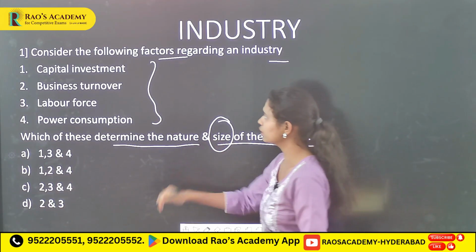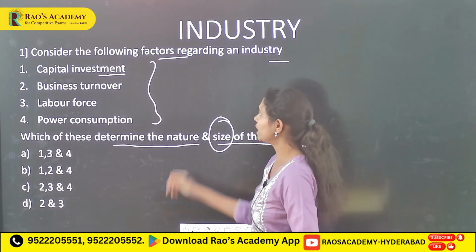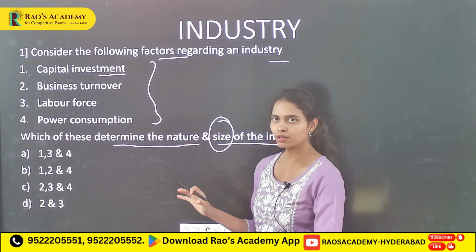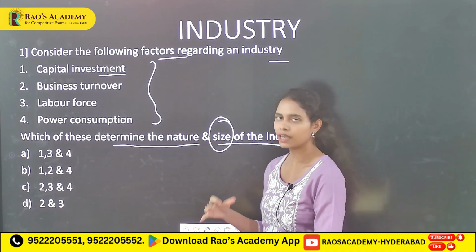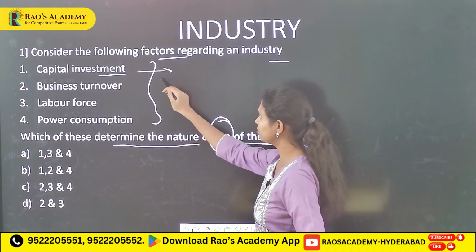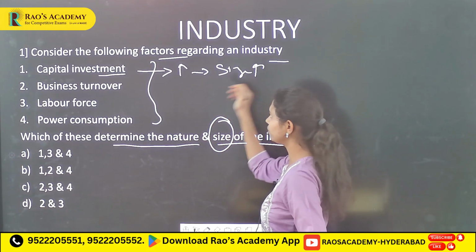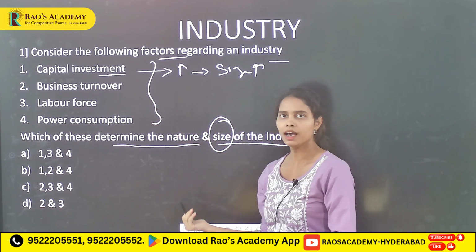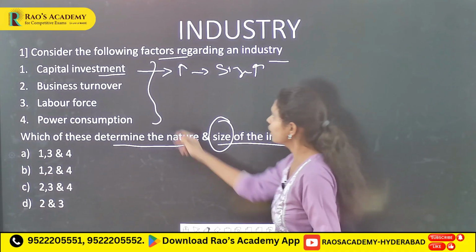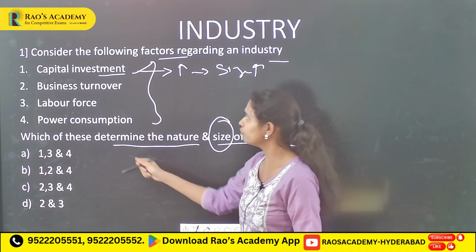Here it has given the capital investment. The size of a particular industry, whether large or small, depends upon the capital investment. If the capital investment is high, then automatically the size of the industry will be high. If the capital investment is low, then the size of the industry will be a small scale industry. So of course this capital investment is going to determine the size of the industry, followed by business turnover.